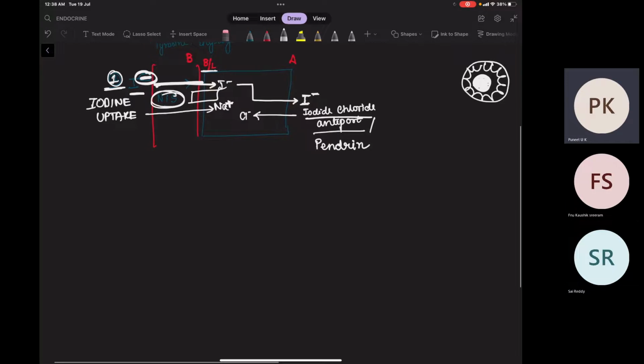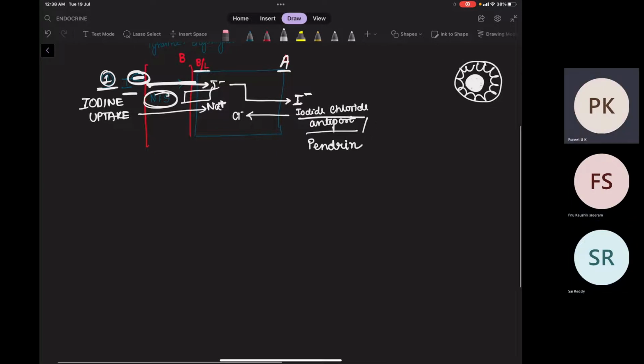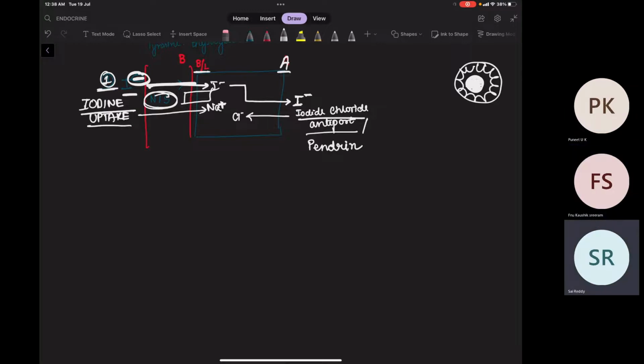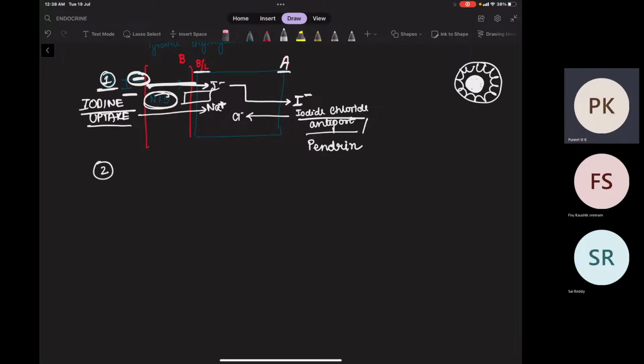Iodine and chloride are exchanged through a channel present on the apical end of the follicular cell, which is called the iodide chloride antiport, also known as pendrin. So that's what has happened till now: iodine has been taken up. Now the second step.